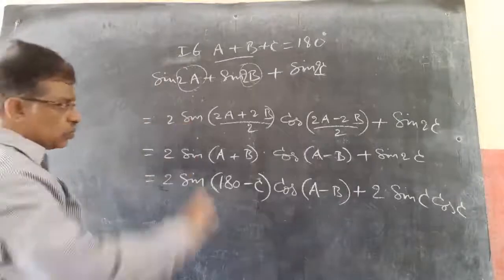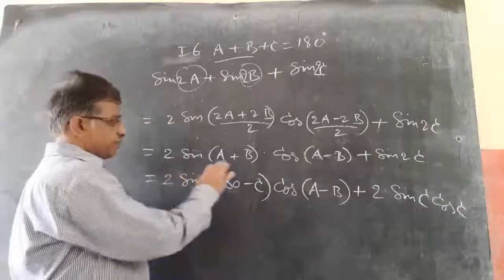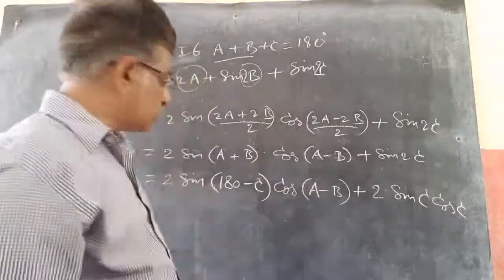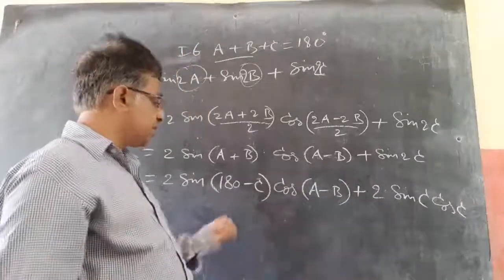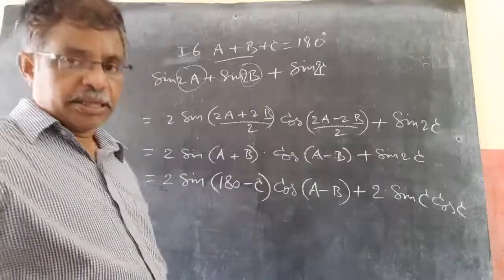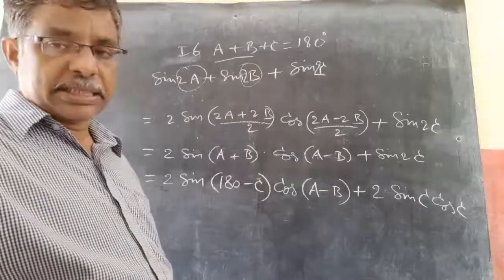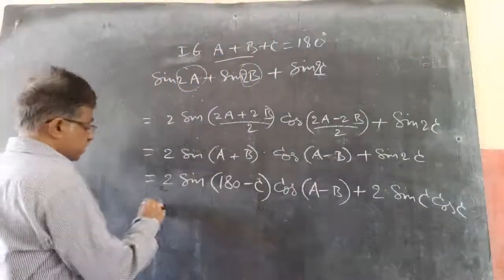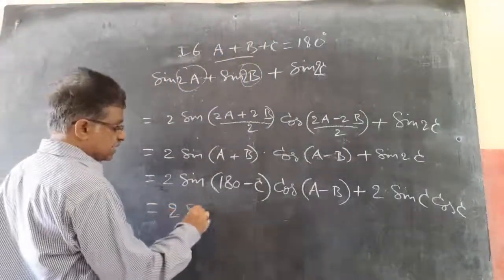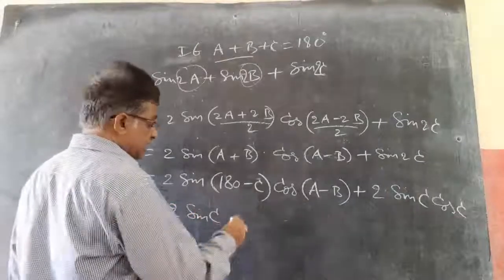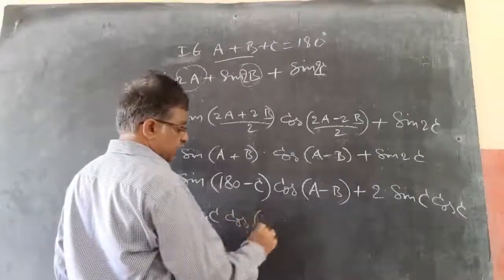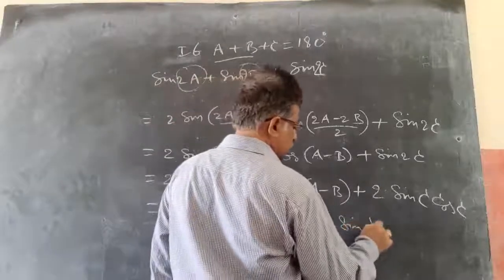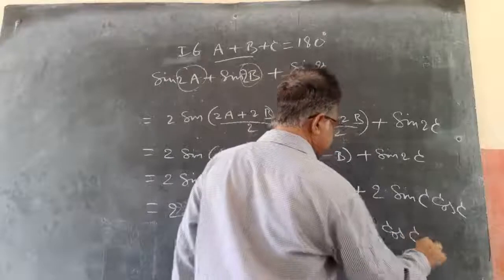Now by taking 2 common and cancelling, it becomes 2 sin of (A plus B) into cos of (A minus B) plus sin 2C. Now it becomes 2 sin (180 minus C) into cos (A minus B) plus 2 sin C cos C, since sin 2 theta is 2 sin theta cos theta. Now sin (180 minus theta) is sin theta, since in the second quadrant sin is positive only. So sin C into cos (A minus B) plus 2 sin C cos C.